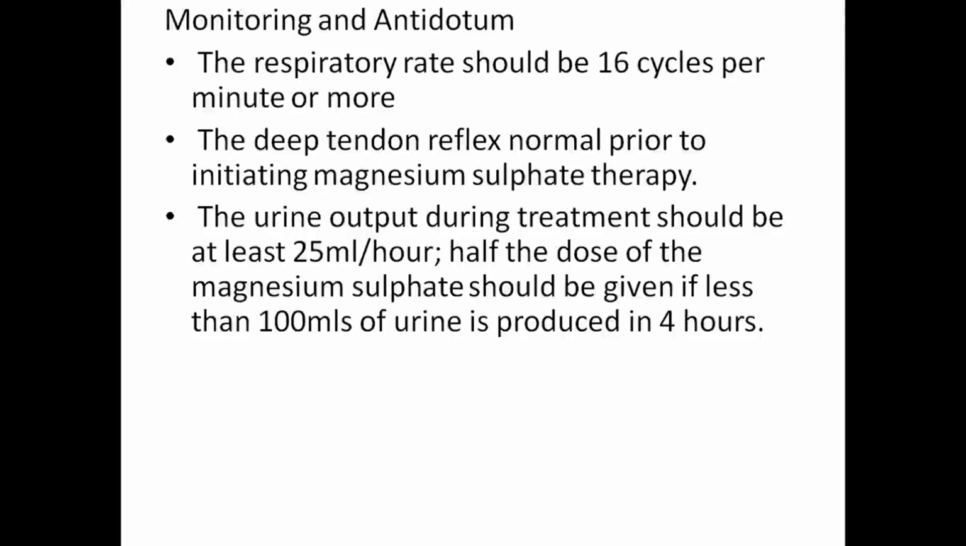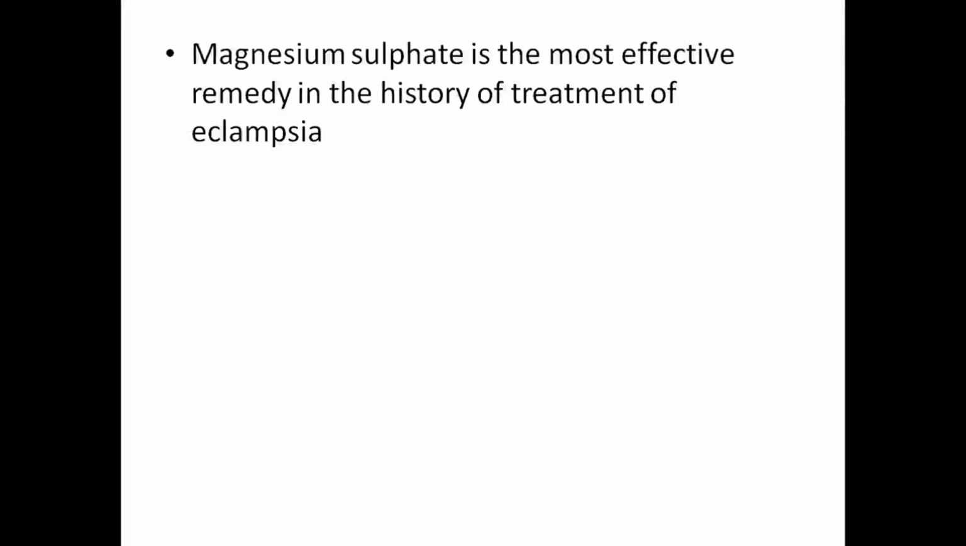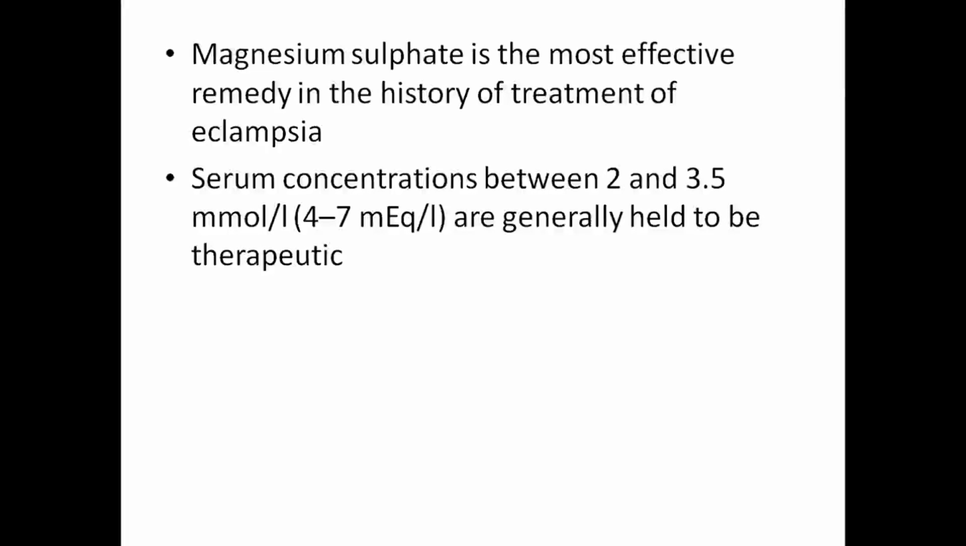Urine output during the treatment should be at least 25 ml per hour. Half of the dose of magnesium sulfate should be given if at least 100 ml of urine is produced in 4 hours. Fetal heart rate should be closely monitored while treating the mother with magnesium sulfate. Antidote is calcium gluconate. Magnesium sulfate is the most effective remedy in the history of treatment of eclampsia. Serum concentrations between 2 and 3.5 millimole, that is 4 to 7 milliequivalent per liter, are generally held to be therapeutic. Thank you for listening.